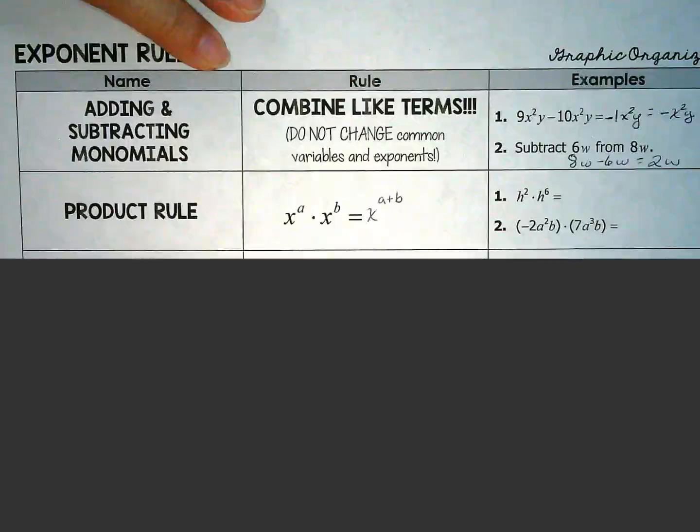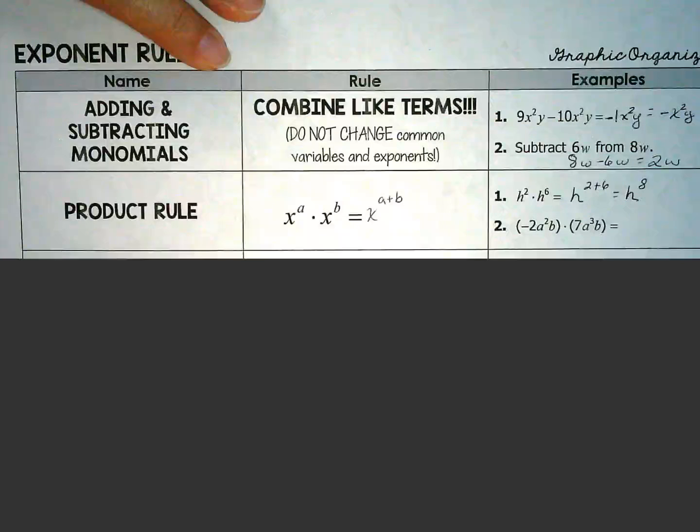So we can use either numbers or we can use variables. So here again we have variables, h squared times h to the 6th. The base h is the same, so I'm going to bring it over. And then I'm going to add the exponents, 2 plus 6. So my answer is going to be h. 2 plus 6 is 8, so it'll be h to the 8th.